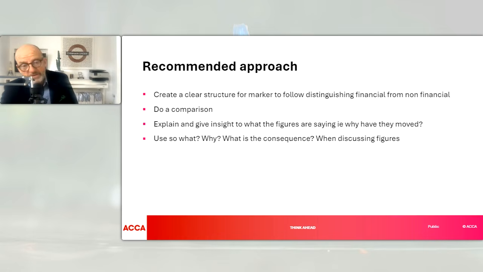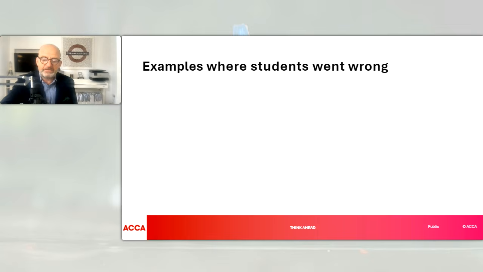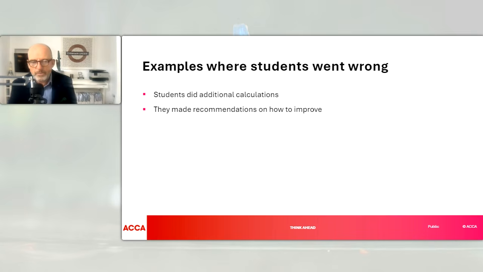So what did students do? Let's reflect and learn. What students did, sadly, the first thing they did, they were given figures, but that wasn't enough for some students. And what those students did was additional calculations. They also made recommendations on where they could improve. That wasn't asked for also. So why were they doing that? And despite being asked to make comparisons, they didn't make any comparisons.